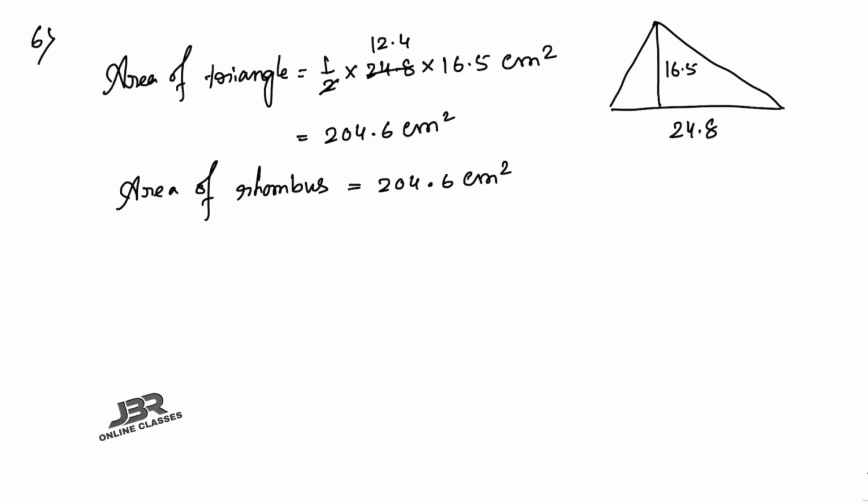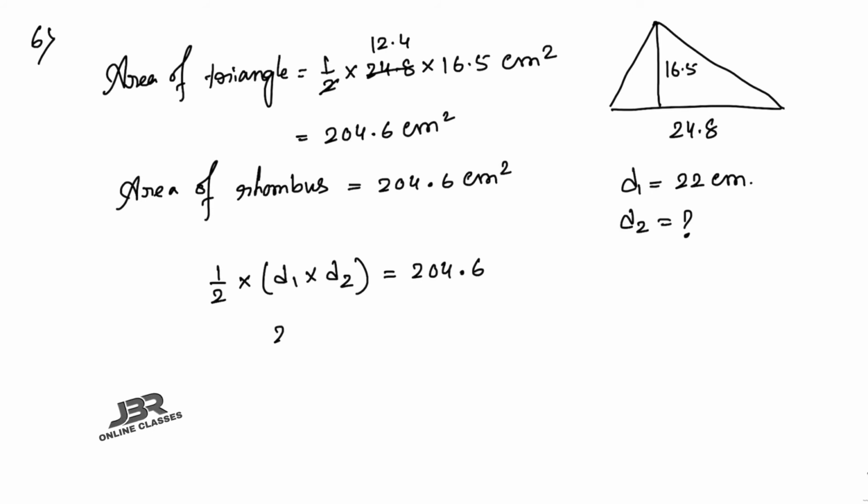204.6 centimeter square. Now, suppose one of the diagonals, D1, equals 22 centimeter. You have to find the length of the second diagonal. You know the formula for the rhombus: area equals half into product of diagonals. So D1 into D2 over 2 equals 204.6. So 22 into half into D2 equals 204.6. 2 cancels out with 22, leaving 11. So D2 equals 204.6 divided by 11, which is 18.6, and that is your answer.